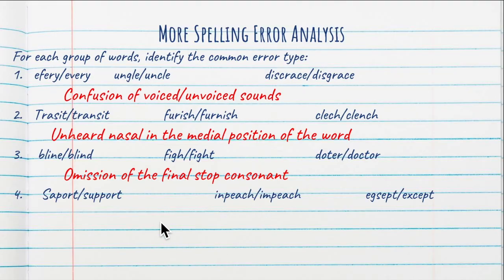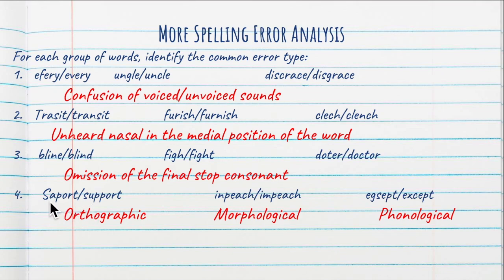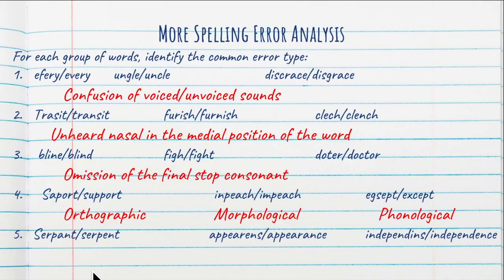Okay? Support, impeach, accept. What do you notice? If you noticed an N and an M and an X, you're looking at something with sound, right? You've got this one here is an orthographic error, with being our schwa misrepresentation. Impeach is IN, IM, morphological. And accept has that voice on, voice off phonological issue going on. How about the next one?